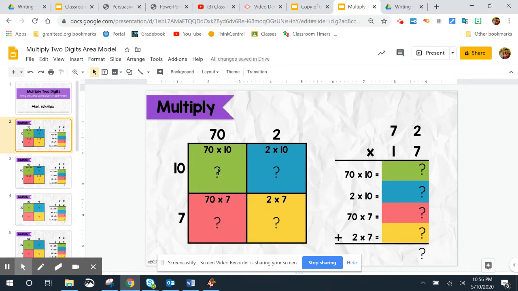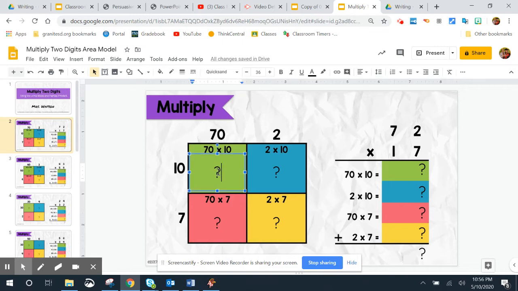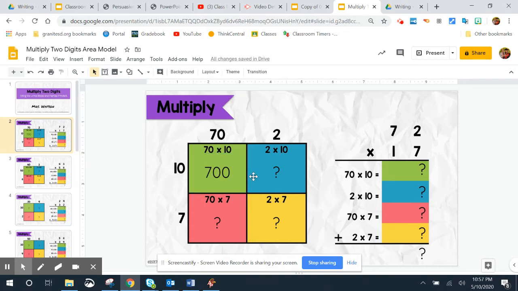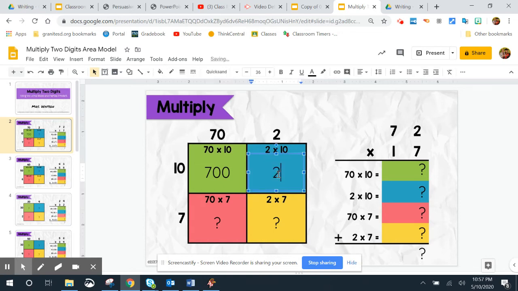So we're going to start in our green box by doing 70 times 10. 7 times 1 is still 7, plus I am in the tens place for both of them, so I'm going to add 2 zeros. So this number is 700. So I'm going to erase, backspace the question mark, and type 700. Next box is 2 times 10, which I know is 20.